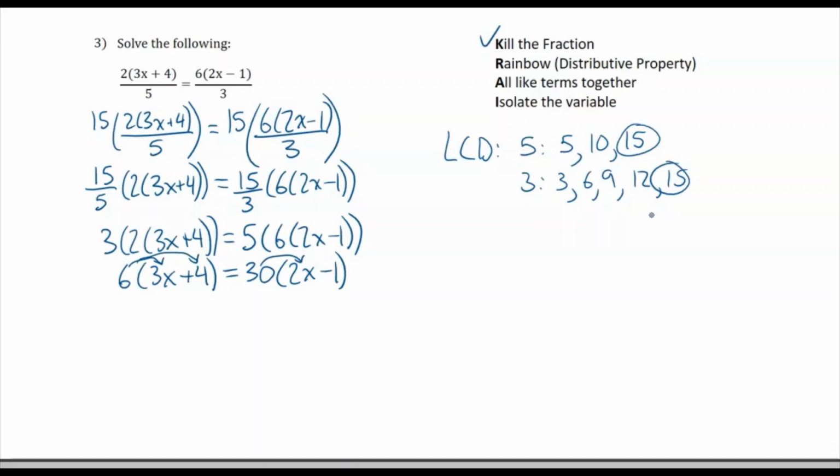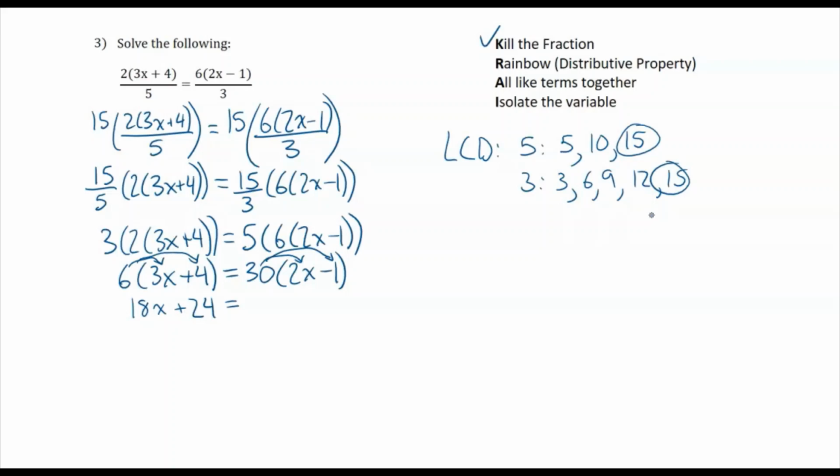We're going to do 30 times 2x and 30 times negative 1. So 6 times 3x is 18x. The 6 times 4 is 24. 30 times 2x is 60x. 30 times negative 1 is minus 30.